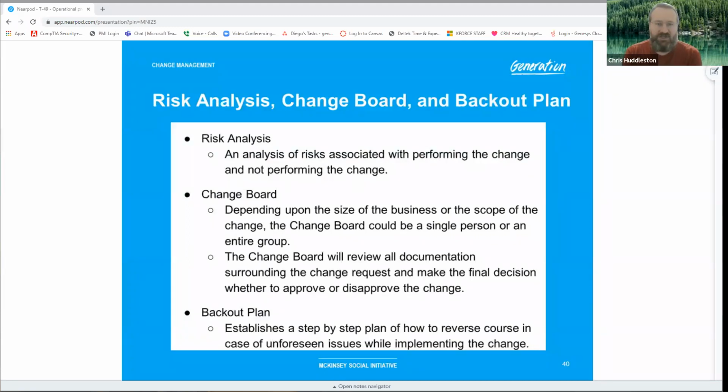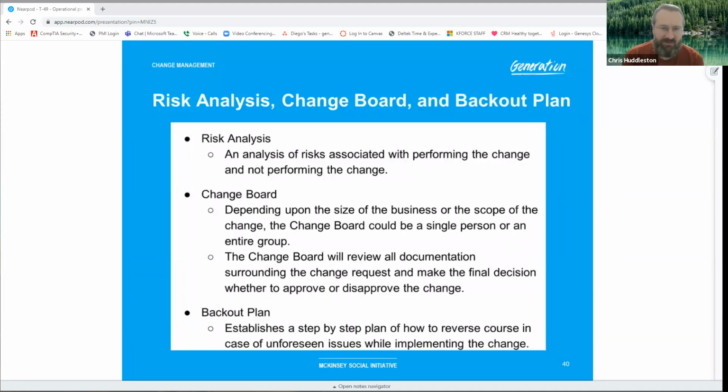Risk analysis, change board, and backout plan. Risk analysis is an analysis of risks associated with performing the change and not performing the change. Change board, depending upon the size of the business or the scope of the change, could be a single person or an entire group.